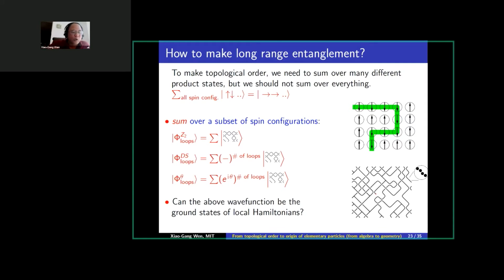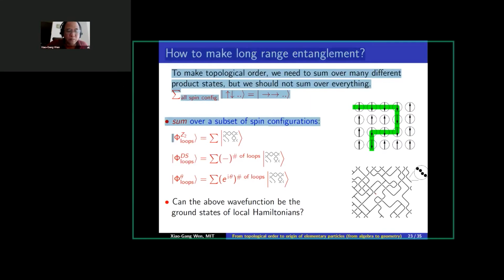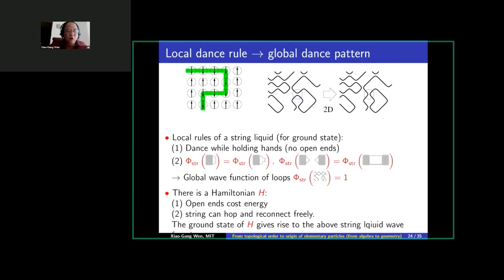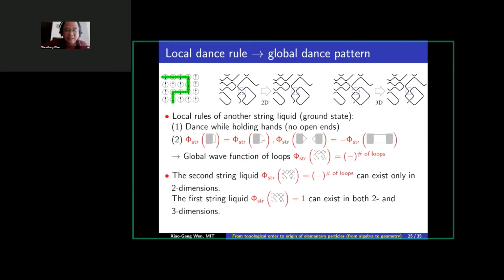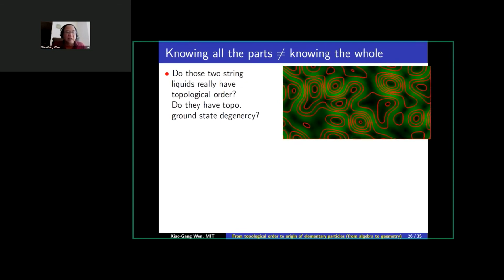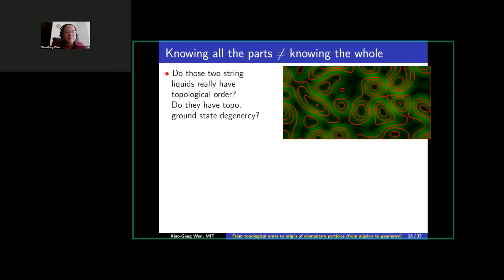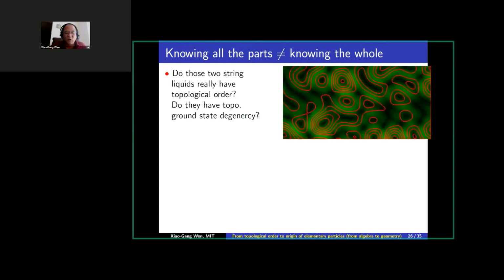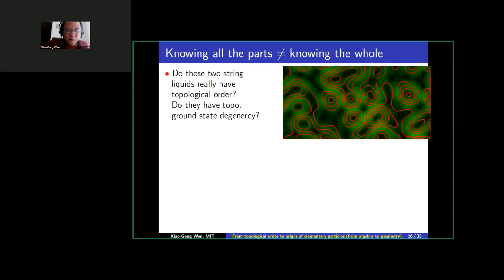So those are two different quantum wave functions, and we think they have different long-range entanglement. Actually, this kind of loop liquid has a topological order. Why? Because of the following.